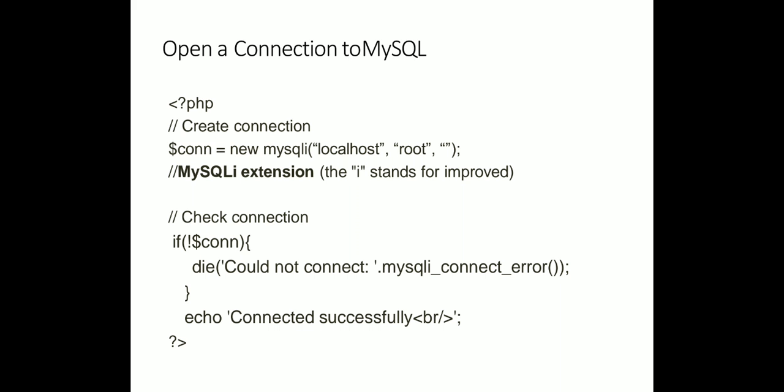Whenever there is any connection problem, there might be a server problem, user problem, password problem, new link problem, or client flag problem. These are all optional parameters, but whenever there is a problem related to the connection, you will get an error message via the mysql_connect_error function. And if the connection is correct, it will print echo connected successfully. So this is the simplest program for opening a connection to MySQL.